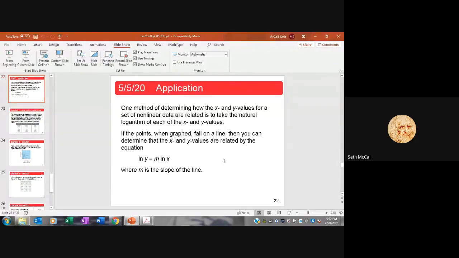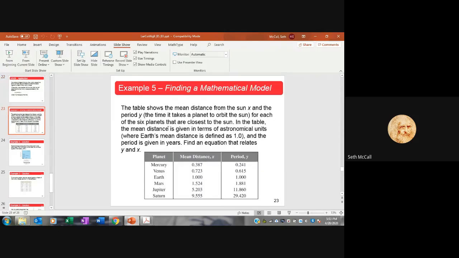It says if the points when graphed fall on a line, then you can determine that the X and Y values are related by the equation natural log of y equals m times the natural log of x, where m is the slope of the line. So when you take the natural log of the data points and you get your new data points, that's when they will look linear. But themselves, they are not linear.